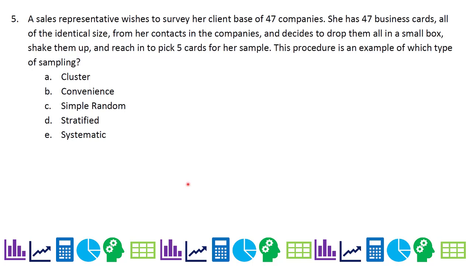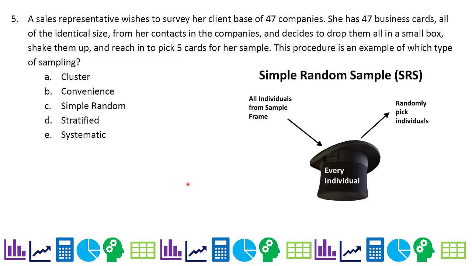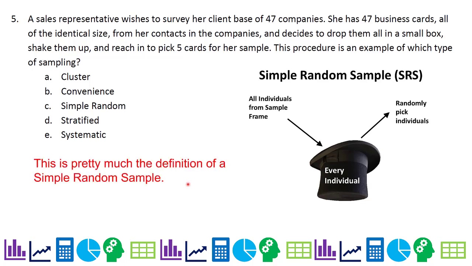Number 5. A sales representative wishes to survey her client base of 47 companies. She has 47 business cards, all of identical size, from her contacts in the companies, and decides to drop them all in a small box, shake them up, and reach in to pick 5 cards for her sample. This procedure is an example of which type of sampling? This looks like throwing things in a hat and mixing. It's pretty much the definition of simple random sample. Nice, easy one for you there.